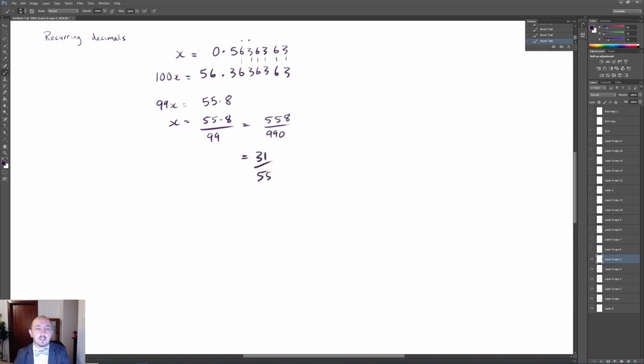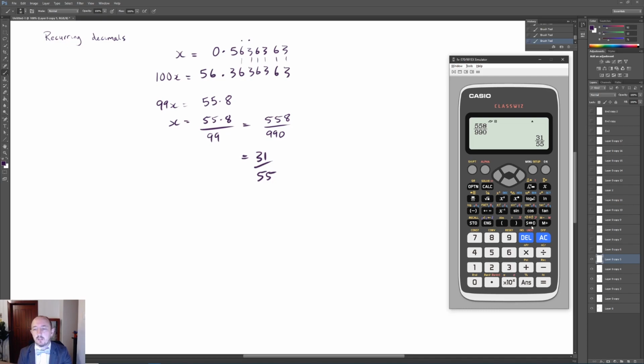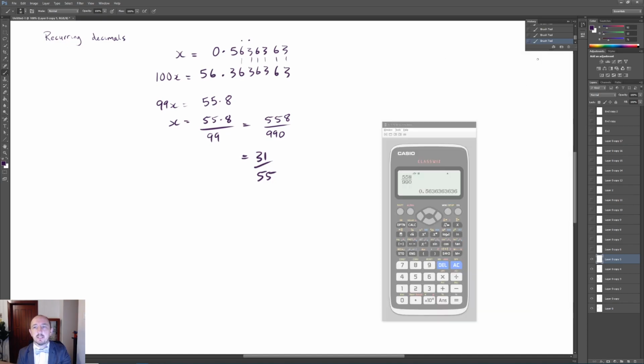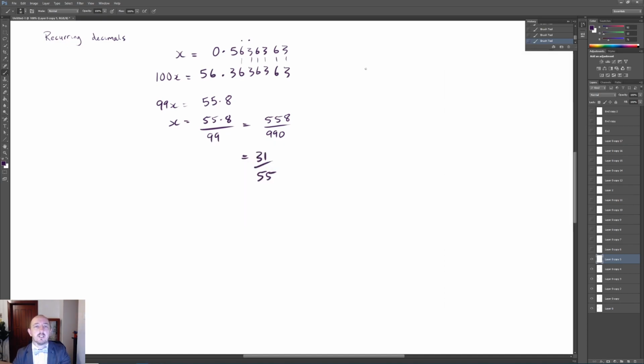Okay, so you can check that on your SD button, 0.56363 like that. So you know you've got the answer correct. It usually asks you to show that, so you have to just go through this process of multiplying by the number of decimal. The number of dots is the number of digits that you multiply by. Okay, so if you're not sure about recurring decimals, you can practice these on your own. You're literally just making up a recurring decimal.